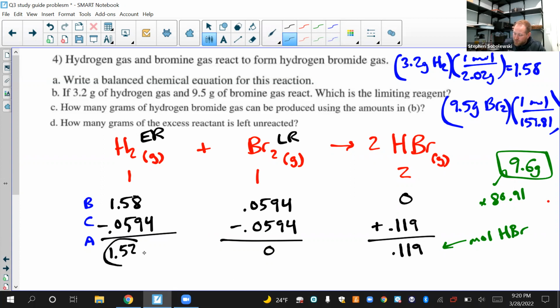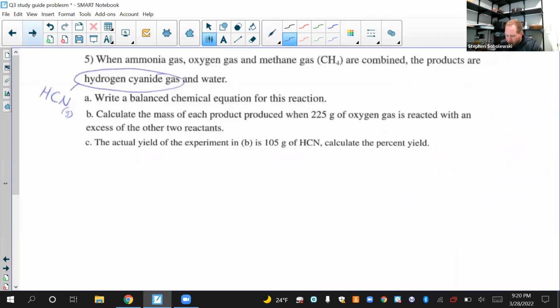So this is moles. We're going to multiply this by 2.02, which is the molar mass of H2, which gives us 3.1 grams of H2 remain. Okay? 3.1 grams, which is almost as much as we had. Notice we started with 3.2, we end with 3.1 remaining, and that's because the molar mass is so small compared to bromine. All right, one more problem.